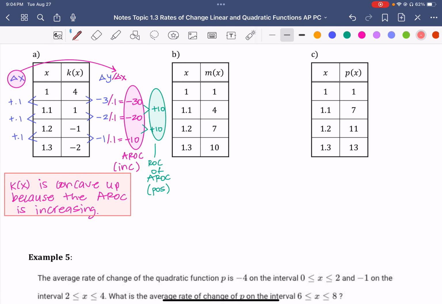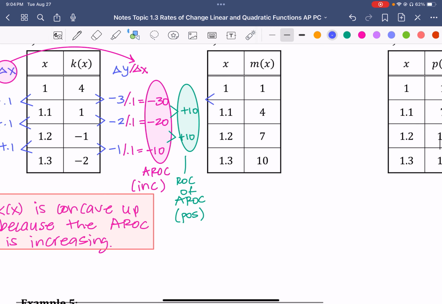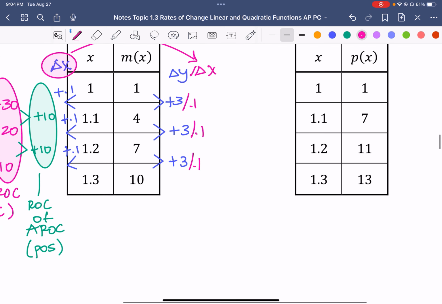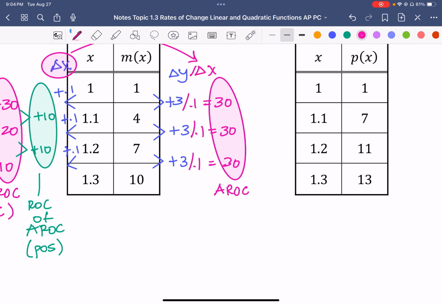Let's try letter B. So for my changes in X, just like the other side, I'm also adding 0.1. And then for my changes in Y, I can see that I'm always going to be adding 3. And those are my changes in Y that I need to divide by my changes in X, which were always 0.1. Now, if you remember, dividing by 0.1 is the same thing as multiplying by 10. So 3 times 10 is 30. And these fractions are all the same, so they are all 30. Bubble them in and label them your average rate of change.